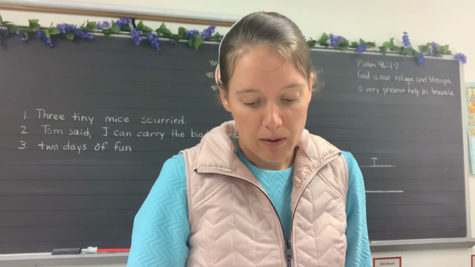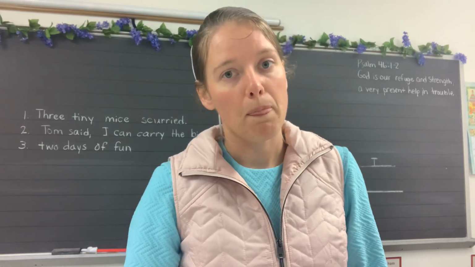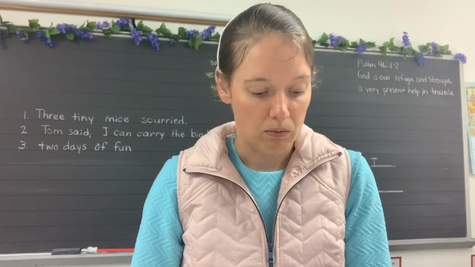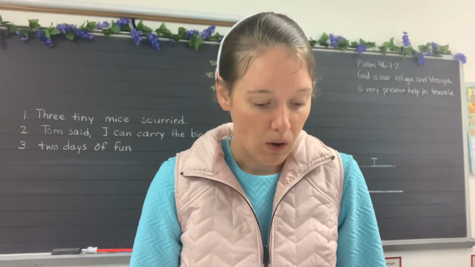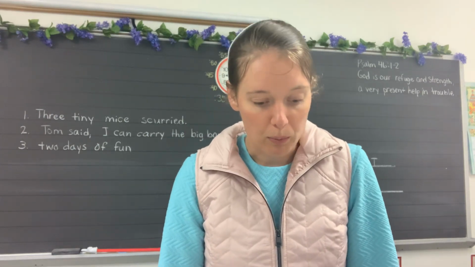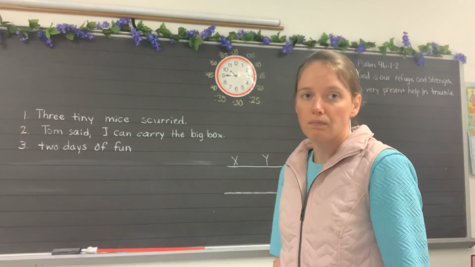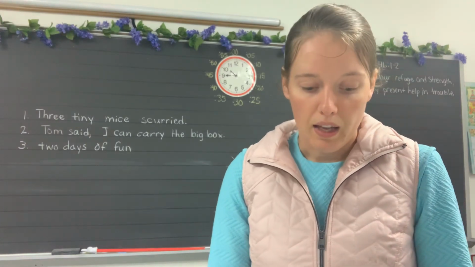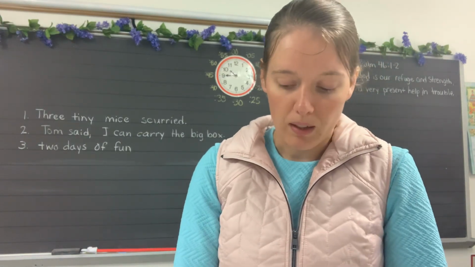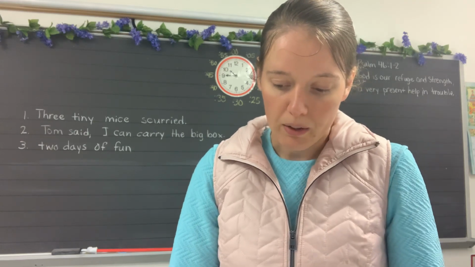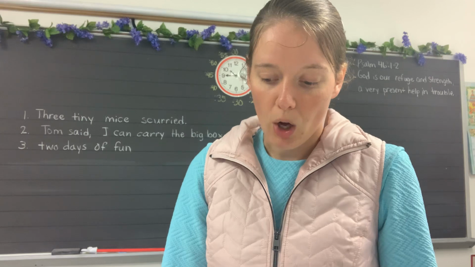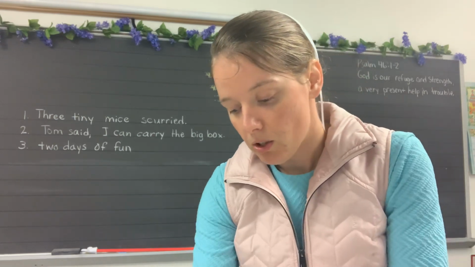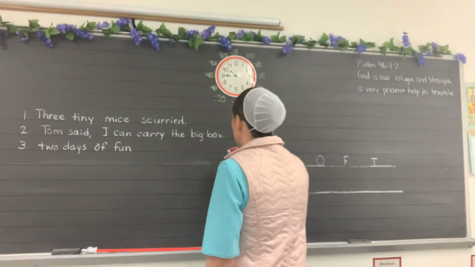Okay, so we're ready for a language quiz today, and let's go over some of the things that we have learned so far, just kind of a review. So we have on the board here, 3 tiny mice scurried. Now, they want us to diagram that sentence. And so let's review what diagram means. Diagram means a drawing to show how the parts of a sentence fit together. So we'll diagram this sentence here, number 1 here on the board.